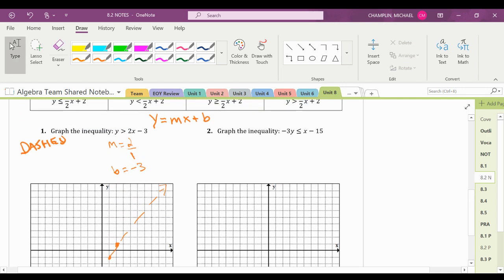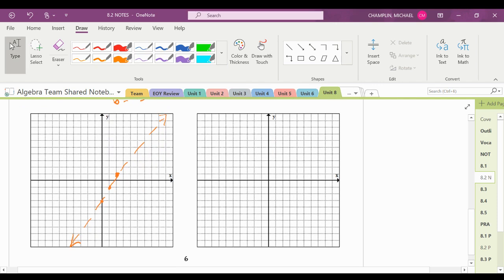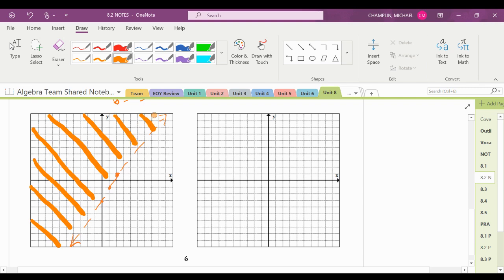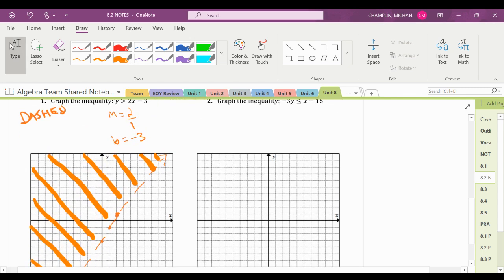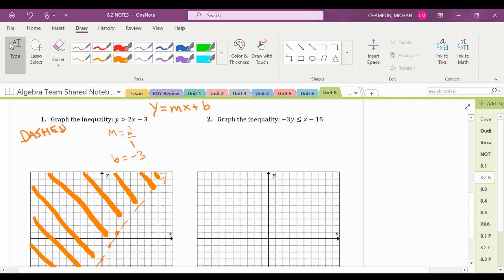Now I have to just determine where I'm going to shade. Well, looking here, I notice that it says y is greater than. If it is greater than, it must be above the line. So I'm going to draw my lines like this. And this is equivalent to saying it's shaded, right? Just drawing the lines. But notice all my lines are above my inequality. So that means any value above y is greater than 2x minus 3 is going to be included in this inequality. All right, let's take a look at the next problem.